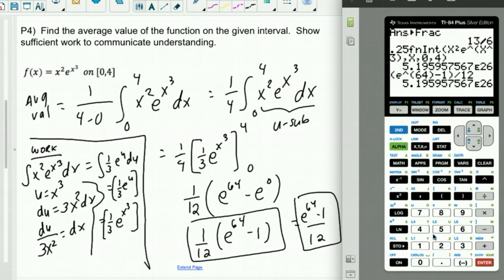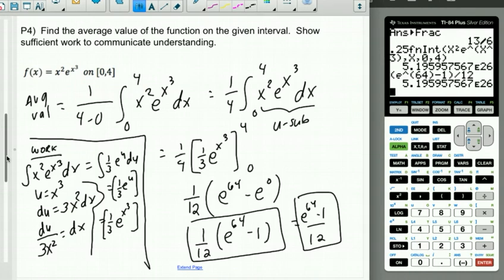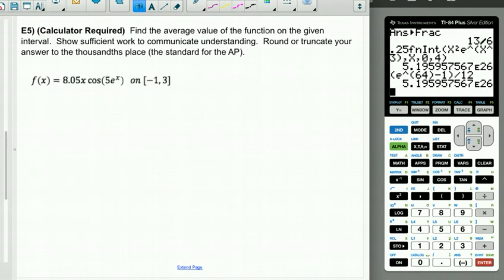There you go, same answer, ginormous answer, but same answer. All right, again, good idea to check it in the calculator. You really do need those calculator skills because, hey, here we are, there's a problem where the calculator is required. So on this one, the calculator is required. We're gonna find the average value of the function. We're gonna round or truncate our answer to thousands places.